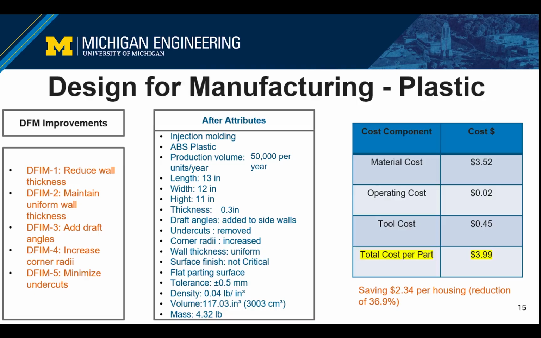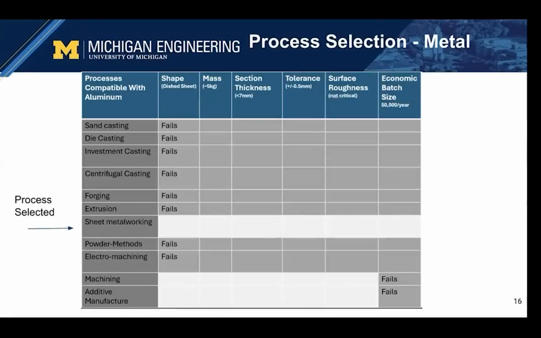The changes reduced the volume from 183 to 117 cubic inches and reduced the mass to 4.32 pounds. As a result, the total manufacturing cost decreased from 6.33 to 3.99 per housing, and the design achieved a cost reduction of approximately 37%.